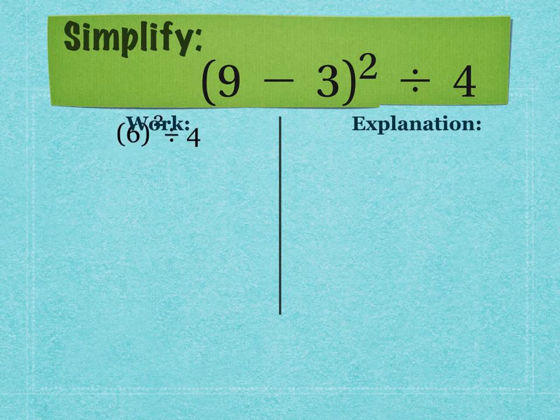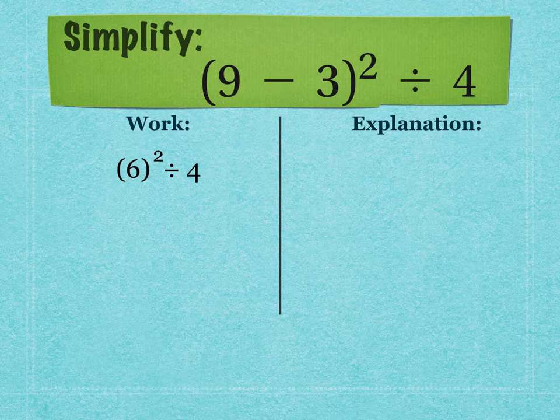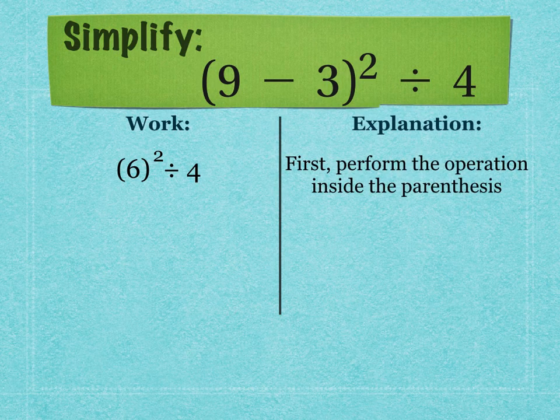So the first thing that we would do is subtract 9 minus 3 because it's inside of the parentheses. So 9 minus 3 is 6, and then bring everything else down just as it appears. So we have 6 squared divided by 4. For the explanation, I wrote first perform the operation inside the parentheses. If you just wanted to write parentheses first or something like that, that's totally fine to be faster to write it.